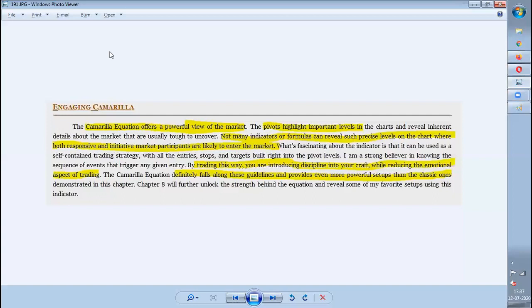So try to apply the Camarilla equation and use it in a better way. And in chapter 8, he will be explaining in depth how the Camarilla equation works and how to compare it with the previous day's Camarilla equation. All these things will be clearly mentioned in chapter 8. So I would request everyone to watch the entire chapter 7 video so that you get some knowledge or some basics about the Camarilla equation, which will be helpful for you to watch the videos in chapter 8. So this is all about the content in this video.